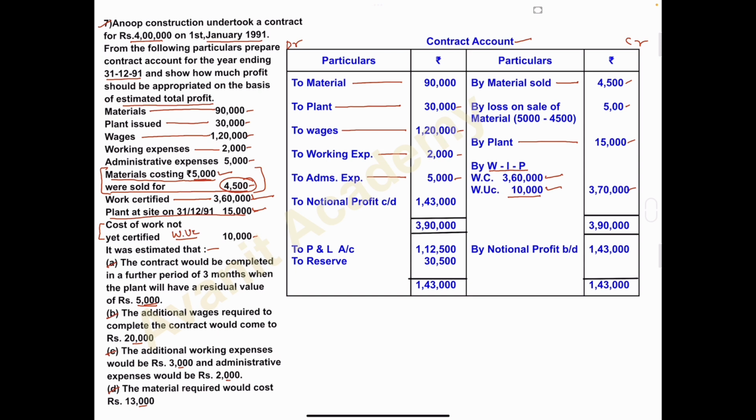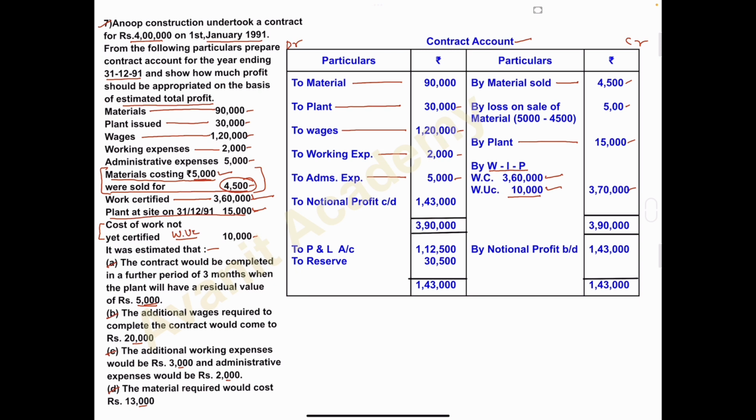This additional information, additional requirement, we will take to calculate the estimated profit. We should not record all these A, B, C, D information. All these things will not be recorded in the contract account. It is for calculating the estimated profit or estimated cost. Okay, all the information we have taken here.